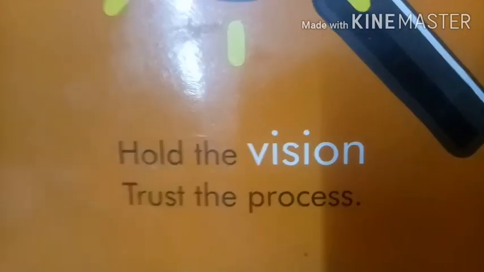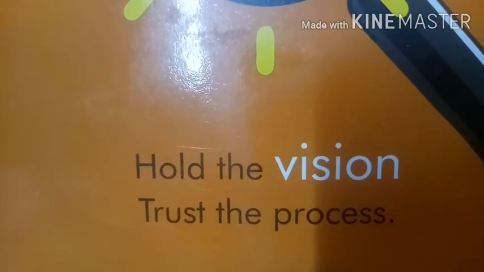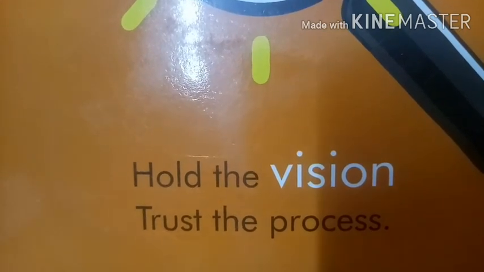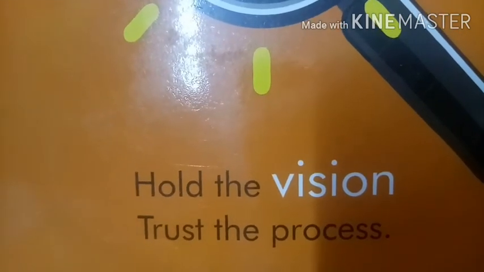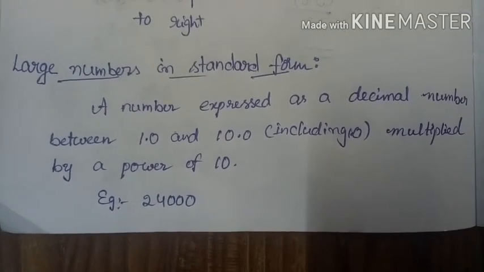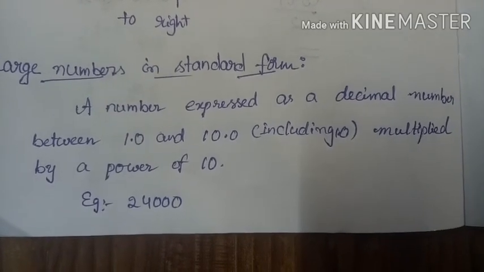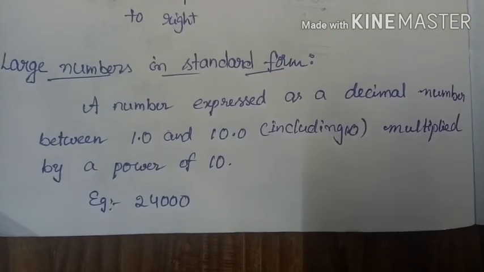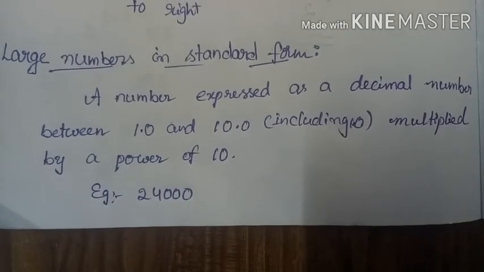Good morning, children. Today we will see very large and very small numbers in standard form. We already learnt how to write large numbers in standard form in 7th class. So once again we will check large numbers in standard form. A number expressed as a decimal number between 1.0 and 10.0, including 1.0, multiplied by a power of 10.